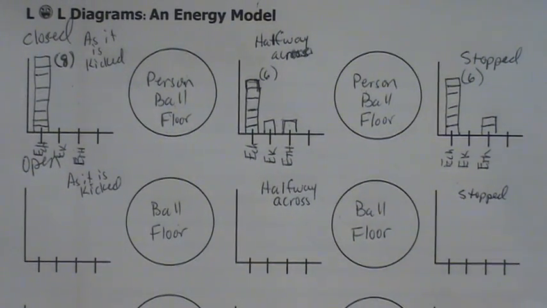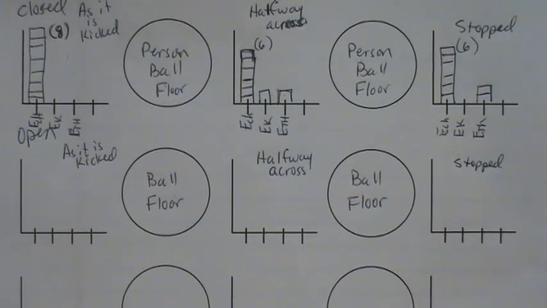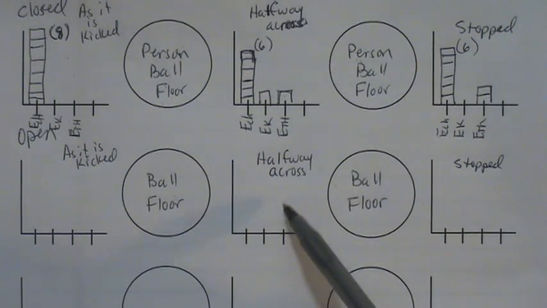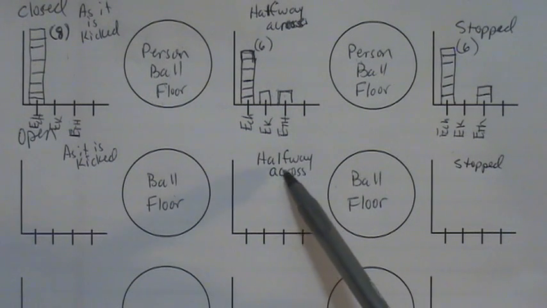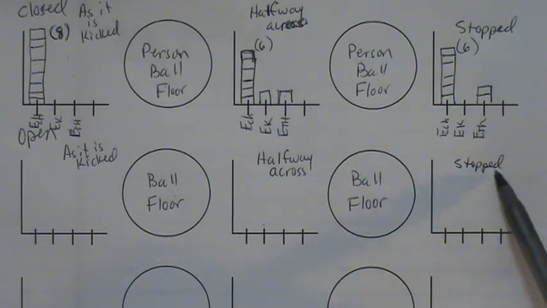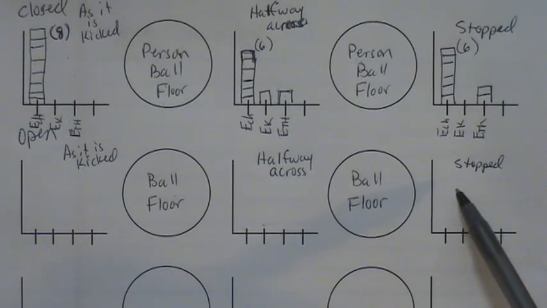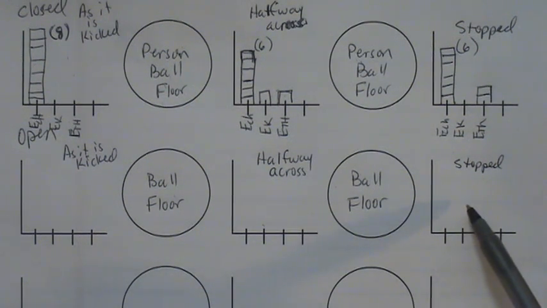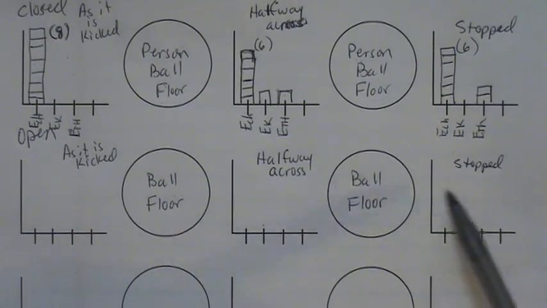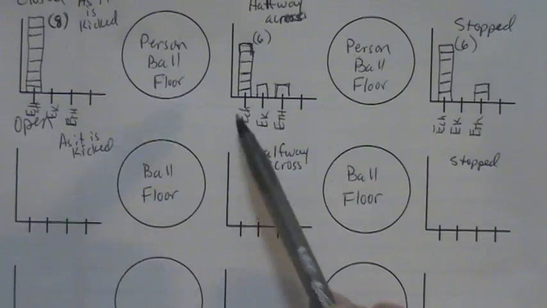So if this is an open system, the person is not part of the system. So there will be no chemical energy in this diagram. There will be no chemical energy in the ball or in the ball-floor system once it's stopped, because the person is not part of the system. There is no person here anywhere. So there is no chemical energy that we're going to put on this diagram anywhere in terms of the bars of energy.